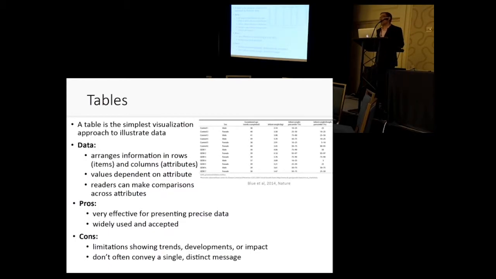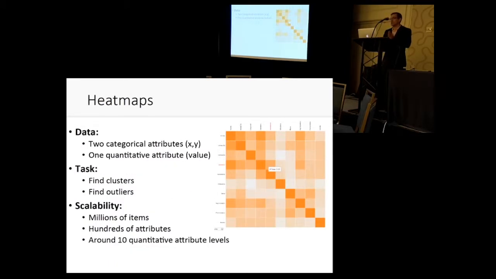As David showed before, an extension to tables is adding colors to them, or the heat map. The heat map is also used for correlation purposes. And for a heat map, what do you need? It's two categorical attributes, x and y. Basically, we have one x, we have another y, and one value. In this case, I was using correlation. I want to show the correlation.